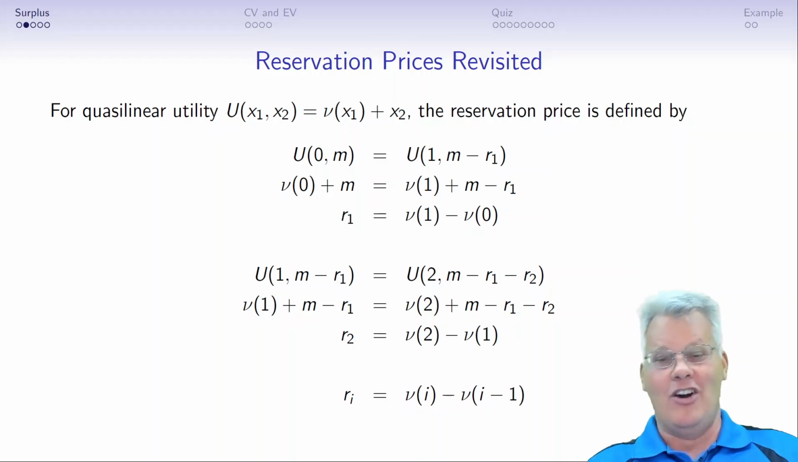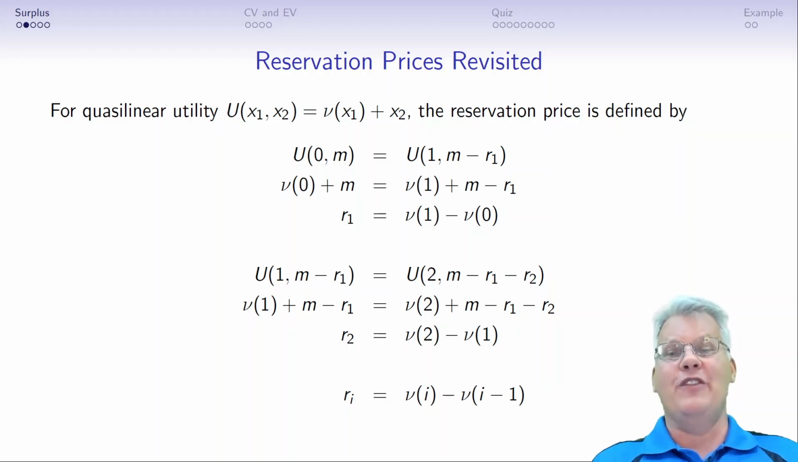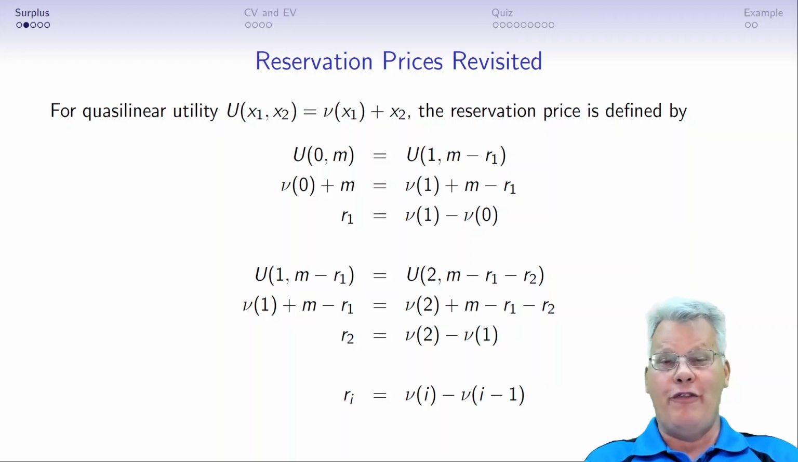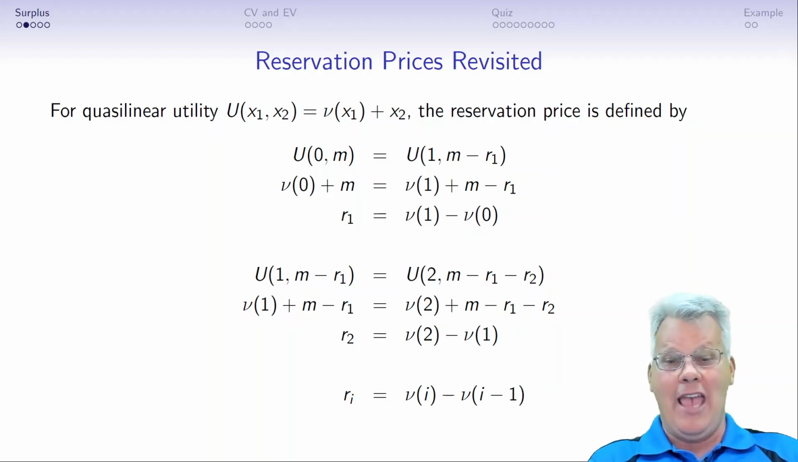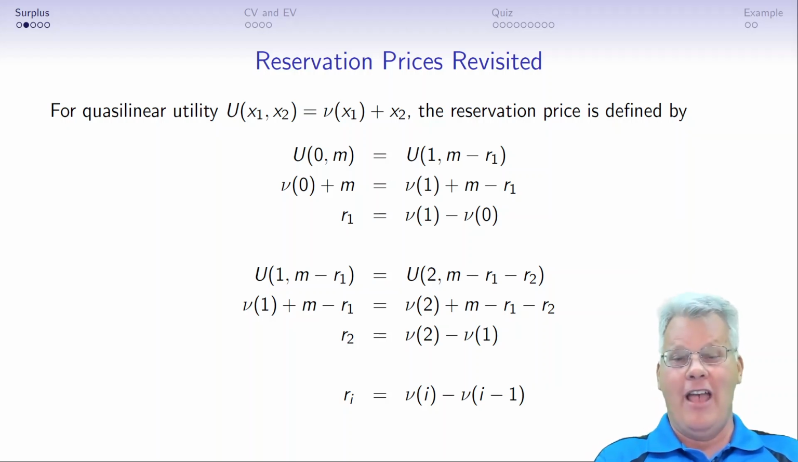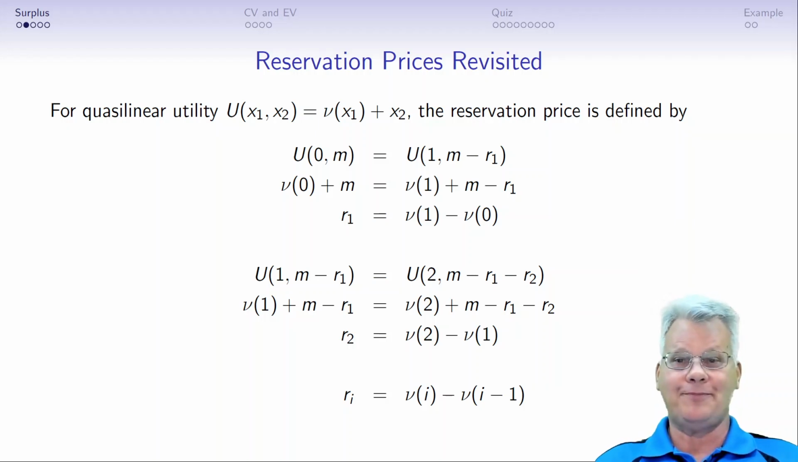Well, this is a pattern, and we can state then that the reservation price for the ith unit of consumption must be the nonlinear function applied to good i minus the nonlinear function applied to the previous unit of consumption, i minus 1.